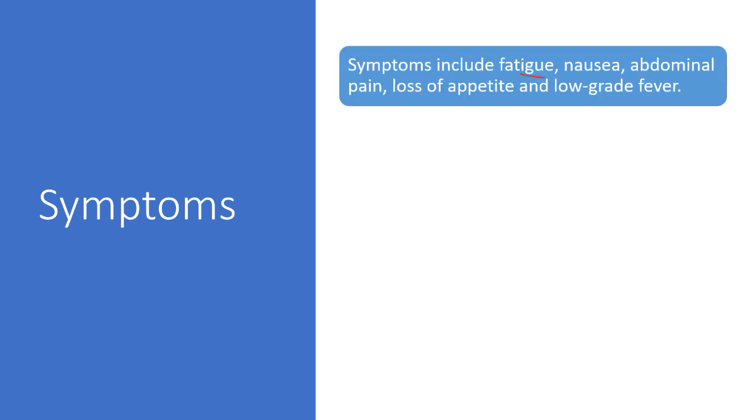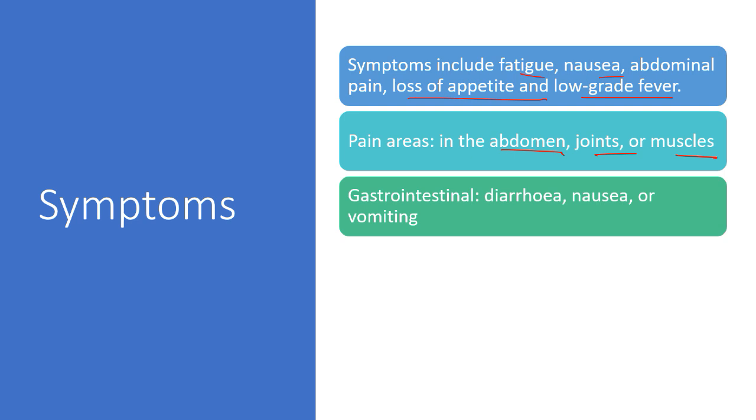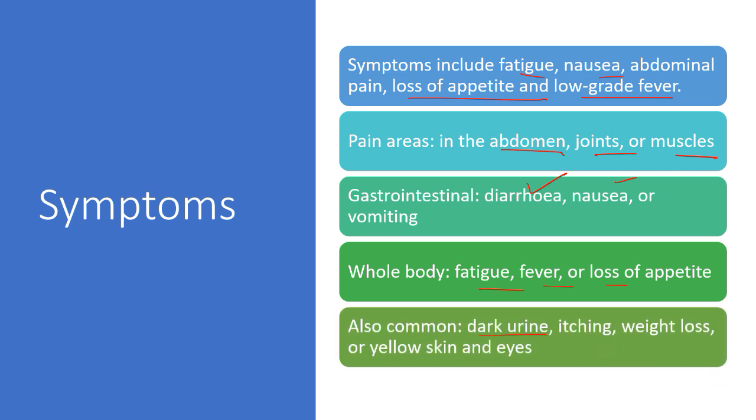What are the symptoms of hepatitis A? They include fatigue, nausea, abdominal pain, loss of appetite and low grade fever. The pain areas are in the abdomen, joints and muscles. Gastrointestinal symptoms are diarrhea, nausea and vomiting, whole body fatigue, fever, loss of appetite, and also common symptoms are dark urine, itching, weight loss, or yellow skin and eyes, because it is related with jaundice. What happens in jaundice is high bilirubin content in the blood. As a result, our body looks yellow in different places, particularly in the skin, in the nails as well as in the eye.